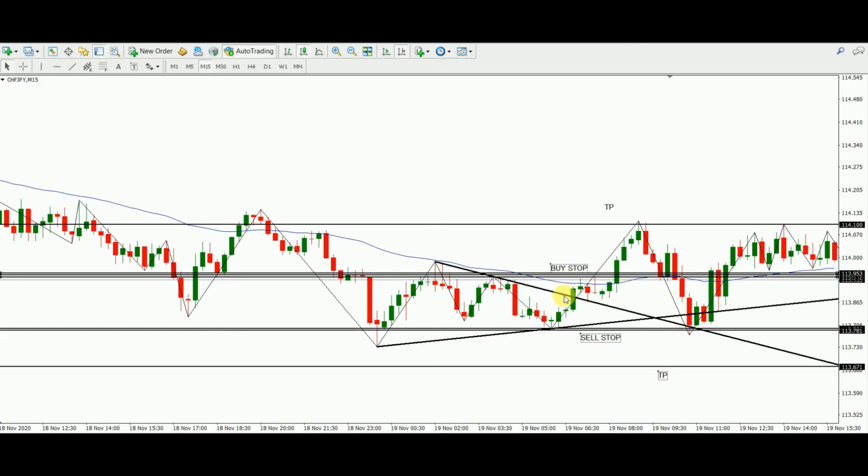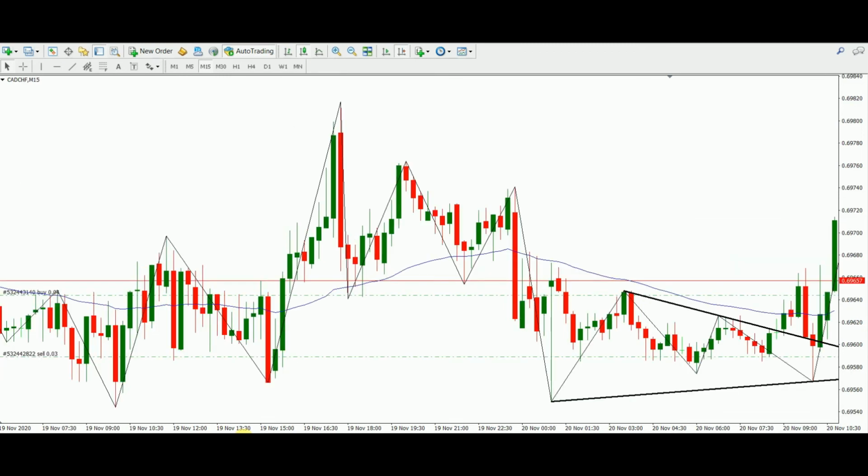So what I do in this situation is that once either my buy stop or sell stop gets hit, I will close the other one, the opposite. So if the buy stop gets hit, I will close my sell stop and just let it run. If the price goes in the direction that I intended, then I will move my stop loss to break even. Okay guys, this is one example here.